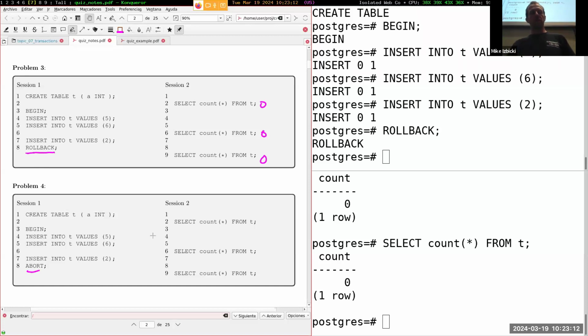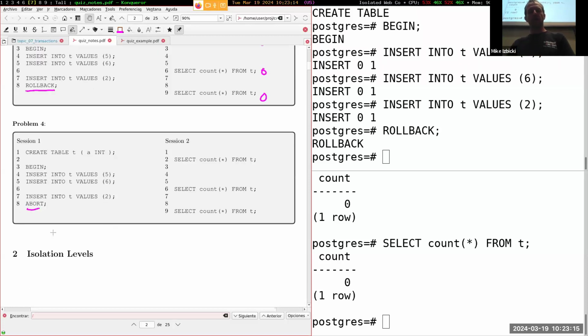And the words abort and rollback in Postgres are synonyms. So abort is equal to rollback. Absolutely no difference at all. So I won't run through problem 4 here, but it's going to behave exactly the same way as problem 3, because the words abort and rollback are 100% identical inside of Postgres.